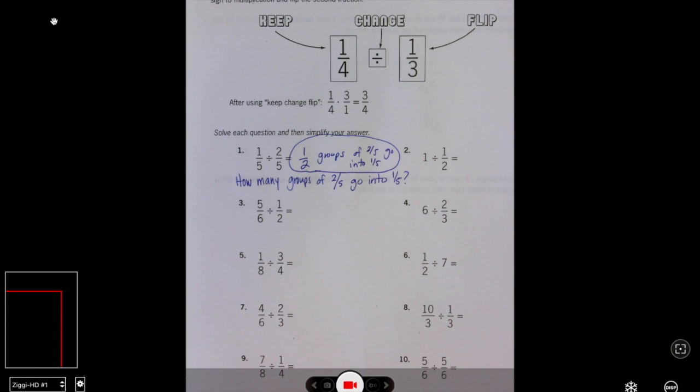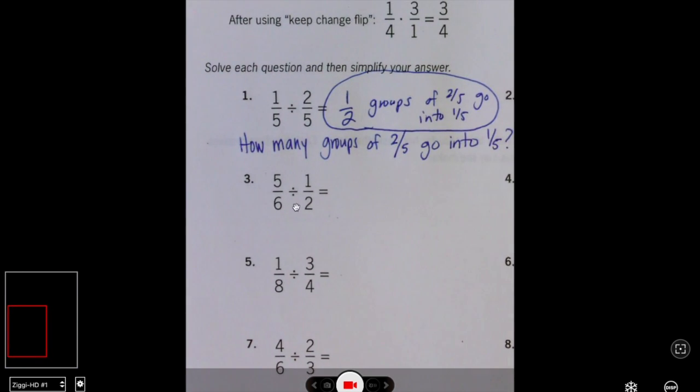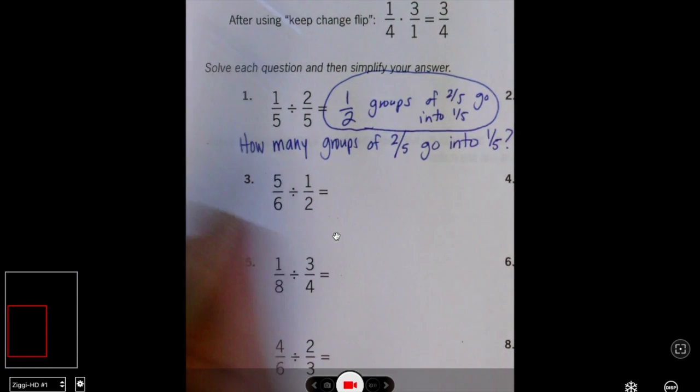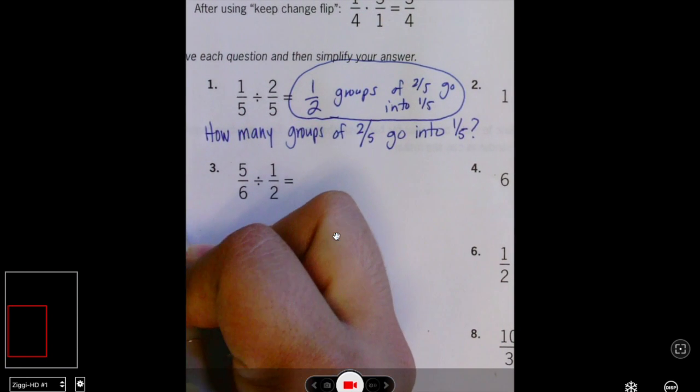The next question. How would I phrase this question using the sentence frame? And remember, you're reading it like a Japanese comic book, backwards. How many groups of blank go into the blank? How many groups of 1/2 go into 5/6? So go ahead and write that down.